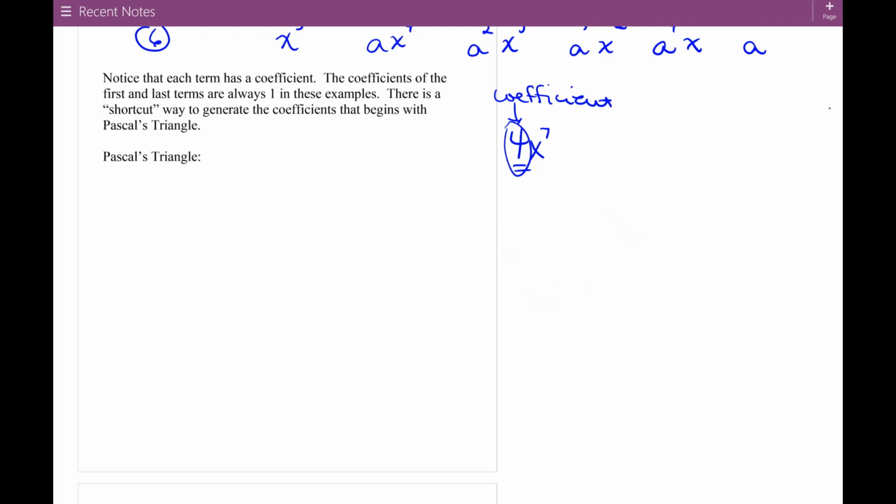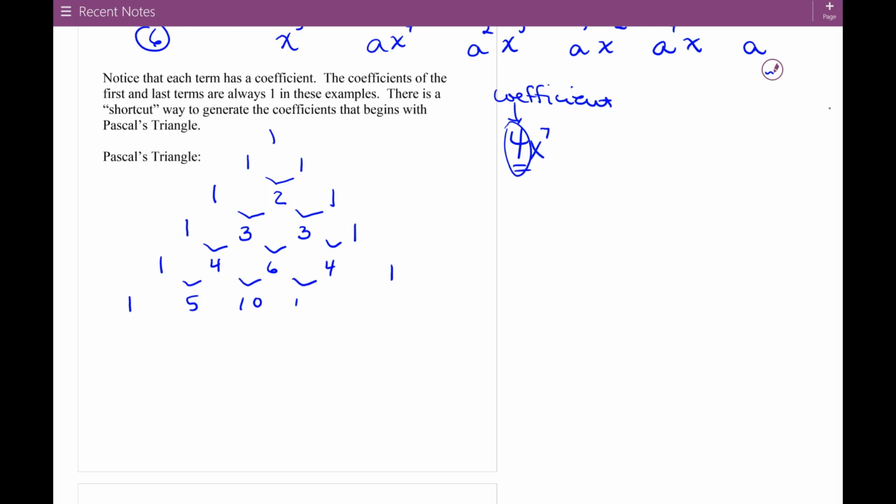So Pascal's triangle starts with a triangle of 1s, and then there's always a 1 at the beginning, and then you add these two ones to get the middle term of 2. The next row is start with a 1, add the 1 and the 2 and get 3, the 2 and the 1 and get 3, and end with a 1. 1, 4, 6, 4, 1, 1, 5, 10, 10, 5, 1.